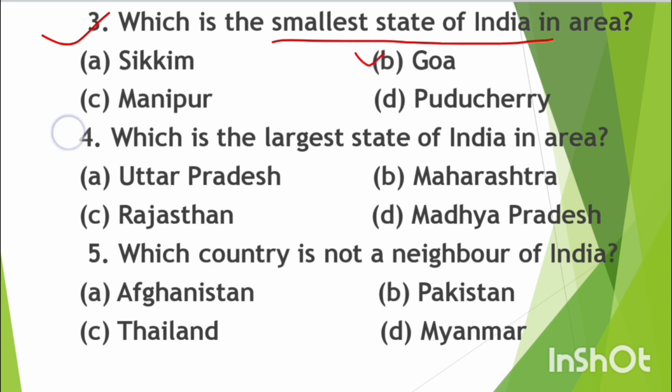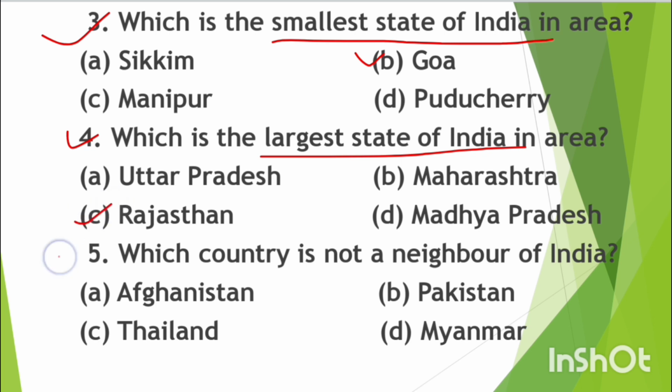Next question, question number 4. Which is the largest state of India in area? Option number A, Uttar Pradesh. Option number B, Maharashtra. Option number C, Rajasthan. Option number D, Madhya Pradesh. So answer for this question, option number C, Rajasthan.